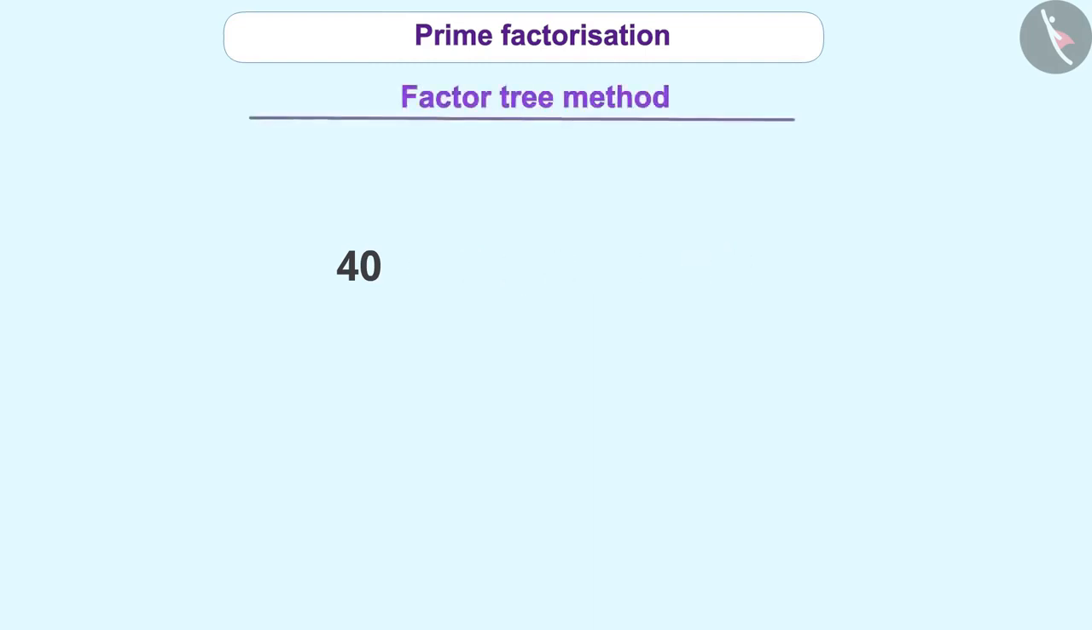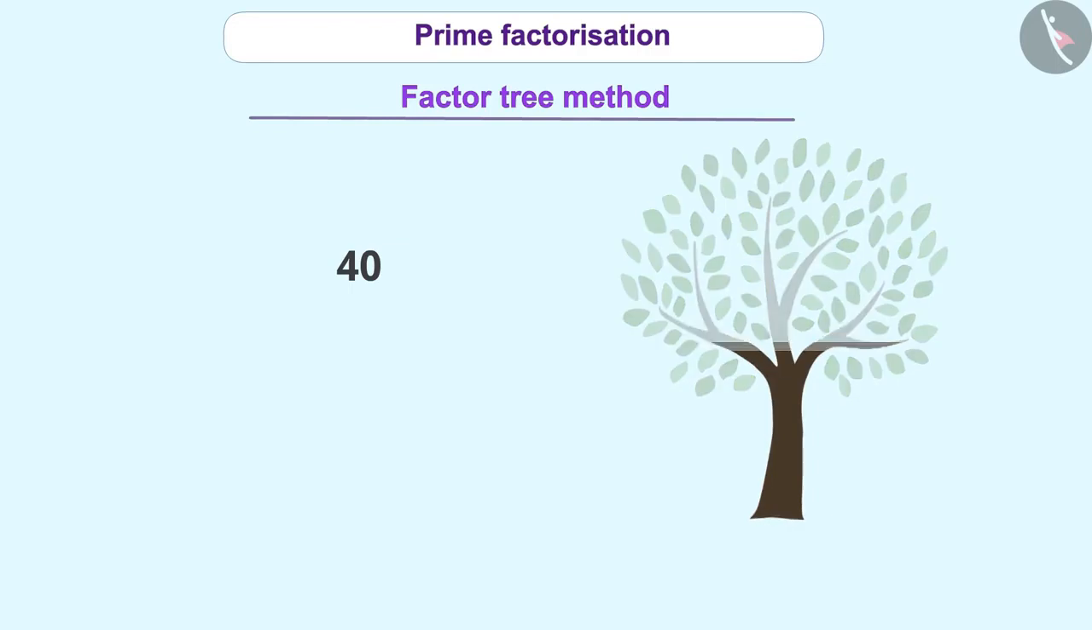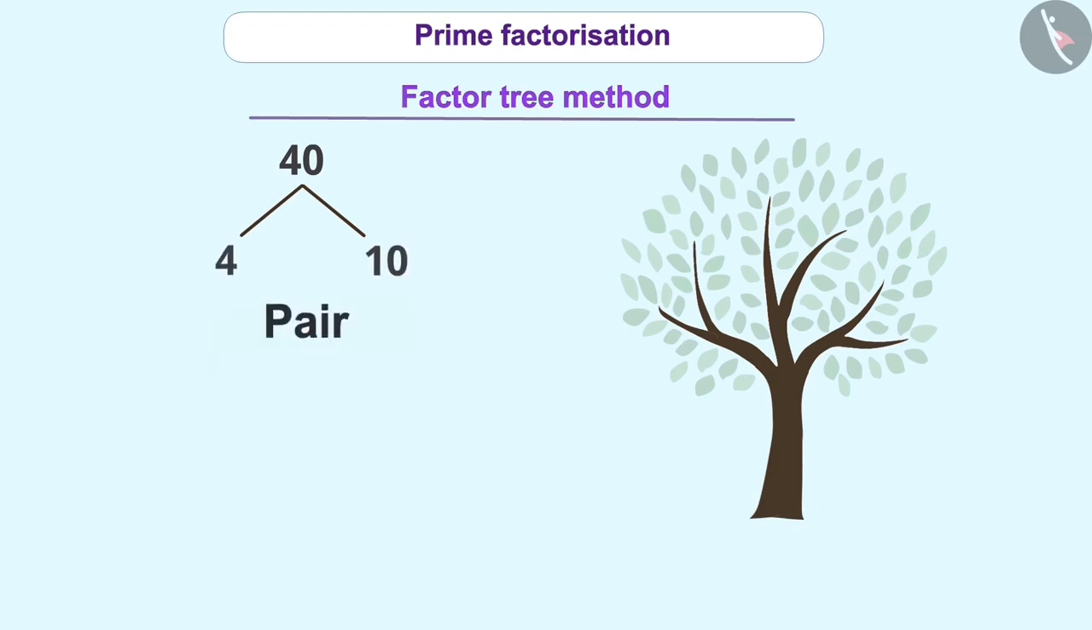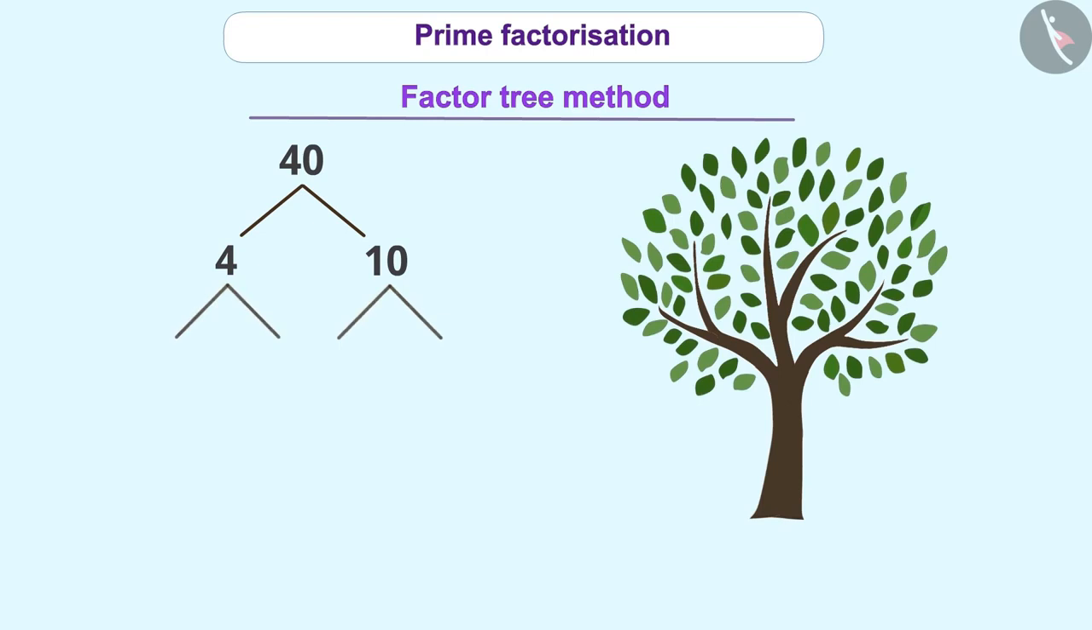Let us assume the number as a tree whose prime factorization has to be done. Just like a tree is divided into branches, in the same manner, we will find a pair of factors whose product will be that number. Similarly, just like the branches of the tree are divided into smaller branches and finally into leaves, we will express the factors into smaller factors.